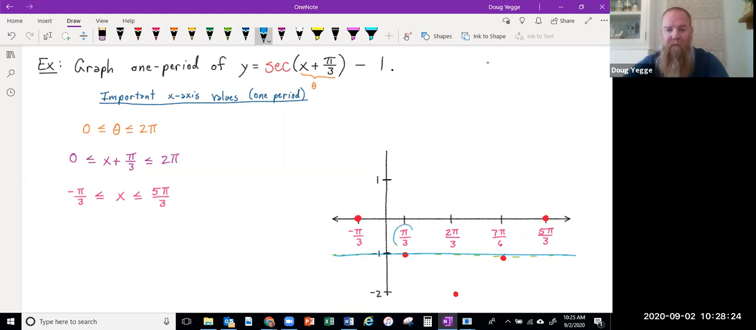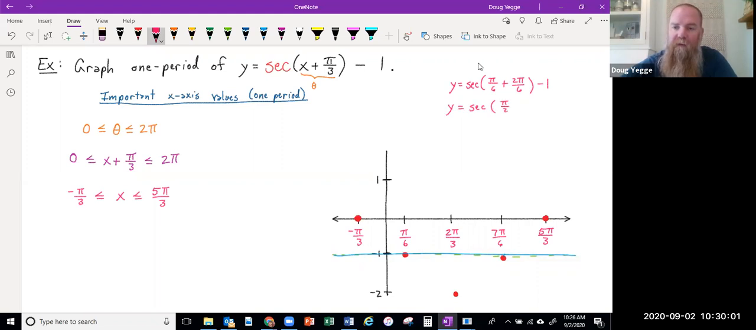If I plug in pi over 3, or rather negative pi over 3 here, notice that there's a few values that are going to be 0. Sorry, this is actually pi over 6 here. So let's just say we plugged in pi over 6 just to see what happens. That would mean that y is equal to secant of pi over 6 plus pi over 3, which is 2 pi over 6, minus 1. So notice that y is equal to secant of 3 pi over 6, which is actually pi over 2, minus 1. And secant of pi over 2 is undefined.